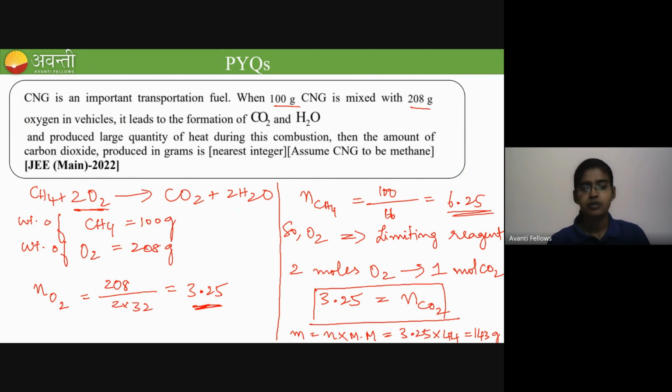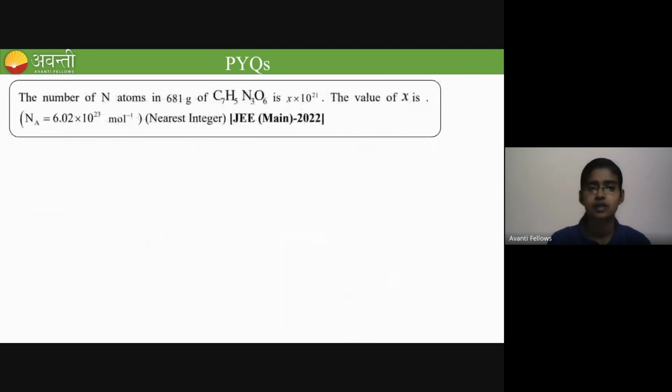This is how we have to proceed with this. Then coming to one more question. The number of nitrogen atoms in 681 gram of C7H5N3O6 is x into 10 to the power 21. The value of x is, the Avogadro number is given.